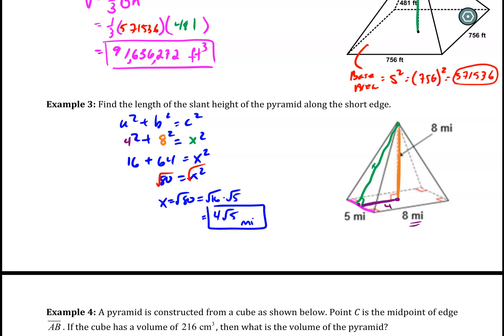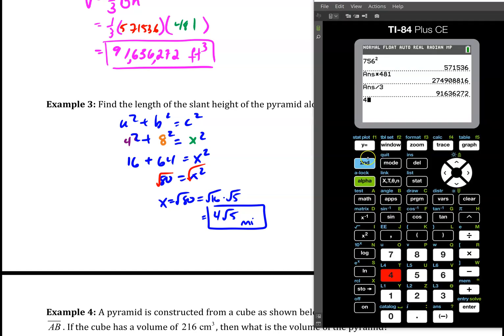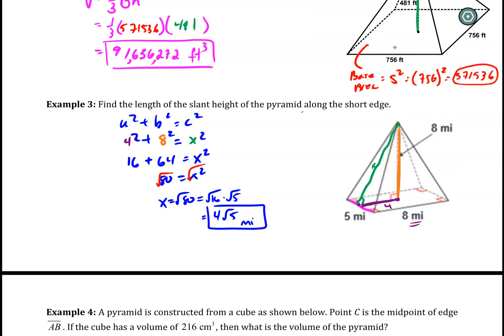And just to make sure that makes logical sense, if I plug that in, 4 rad 5, and hit enter, it's approximately 8.9 miles. I look at the context of my question, and that does make sense, right? This length has got to be longer than the height. So that does make sense. If it asked you to round, you could have, but in this case, it did not.